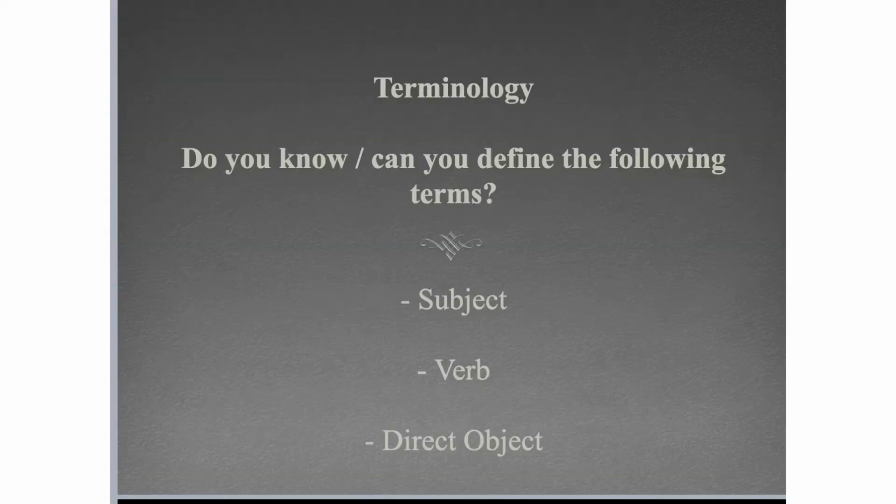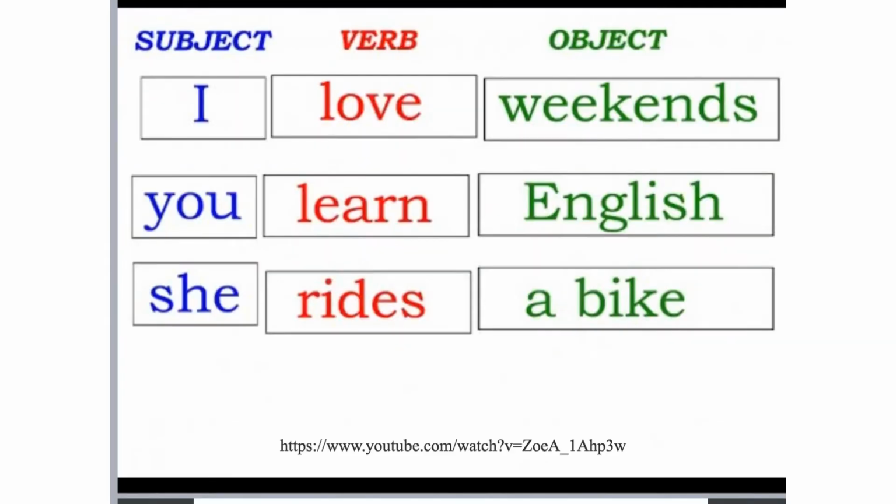All right, so let's get into some content, some English grammar terminology. Can you define the following terms: subject, verb, direct object? Let's take a look at what those are and what those mean. I took some things from the internet to give us some illustrations.